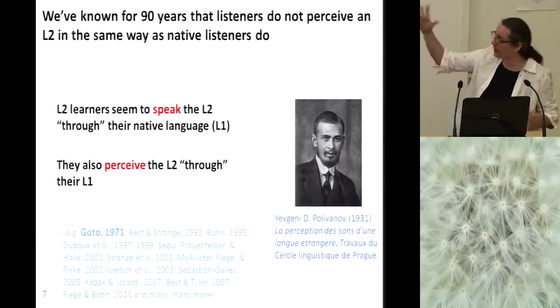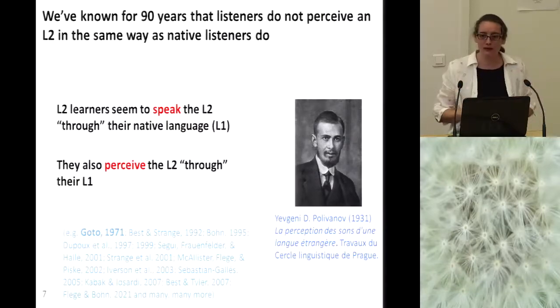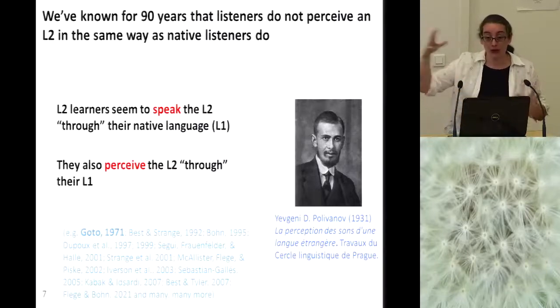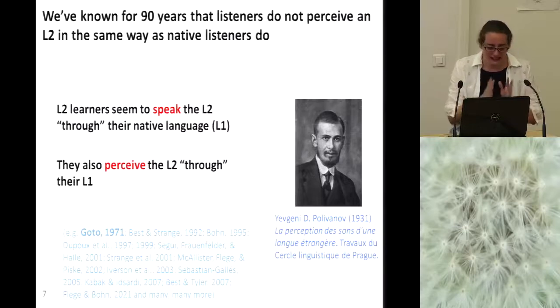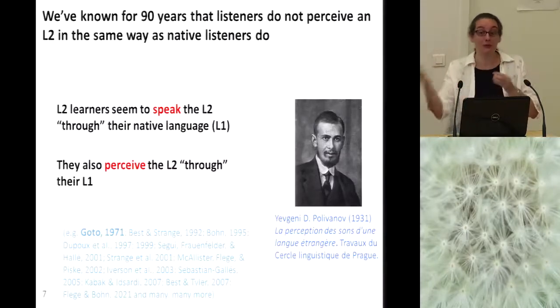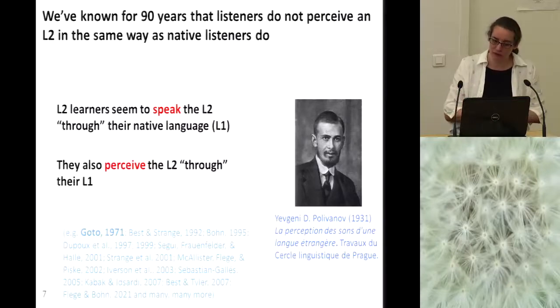There was a large gap, again with the 1971 date, a large gap of about 40 years in which not much happened. And then in 1971, Goto in Japan published what, to me, and maybe I'm wrong, I think is the first experimental evidence that L2 listeners have perceptual difficulties and that their production difficulties could be connected to these perceptual difficulties.